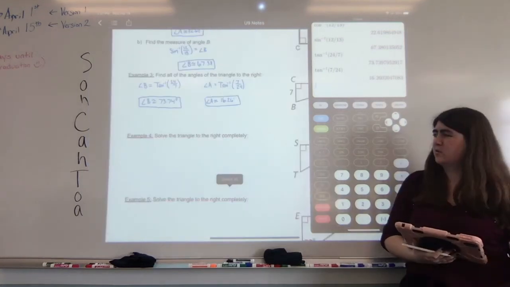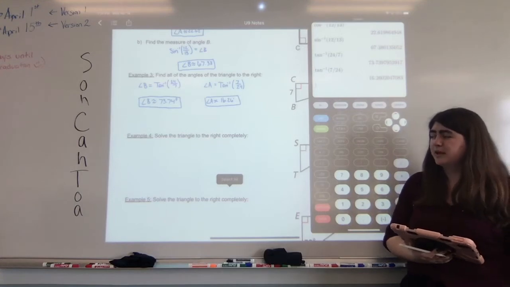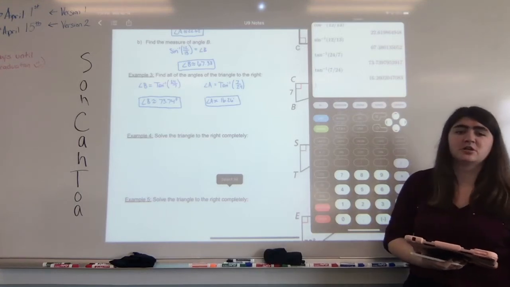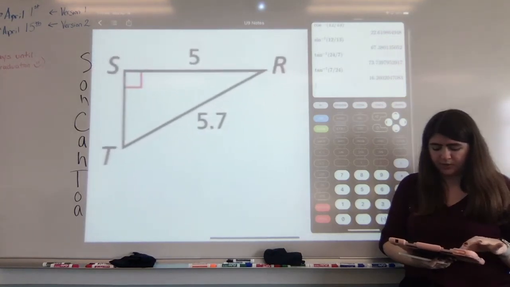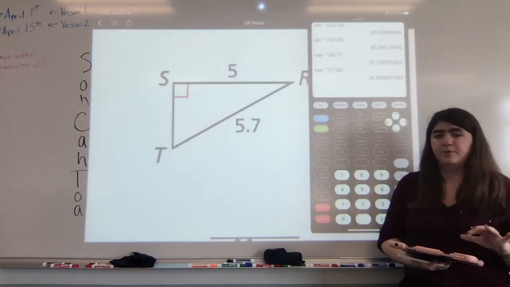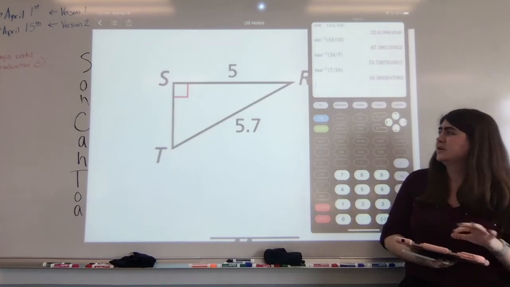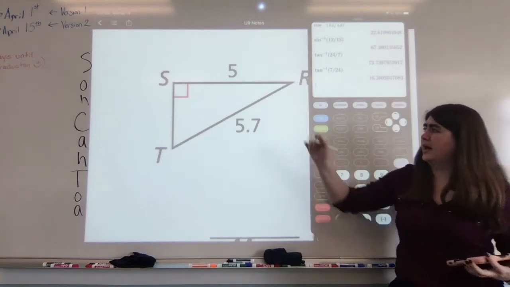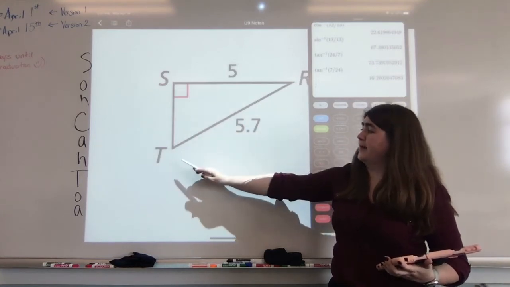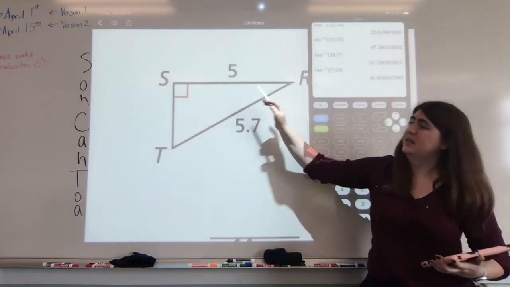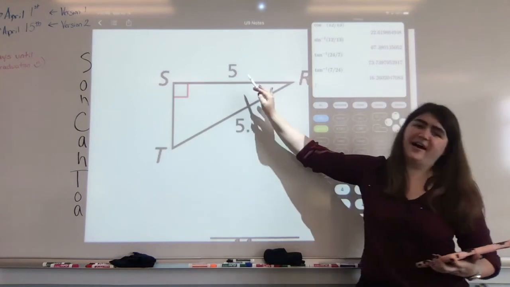All right, now that we've done that, we have two examples left that both ask us to solve for the triangle completely. Because the process is pretty similar to what we've already been doing, we're going to just do example 4 and we'll skip example 5. So in example 4, I have triangle SRT, and I know that angle S is 90 degrees, my hypotenuse is 5.7, and side SR is 5.